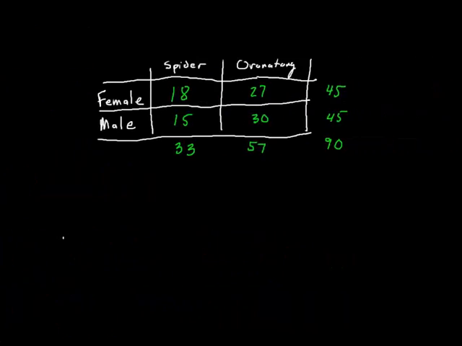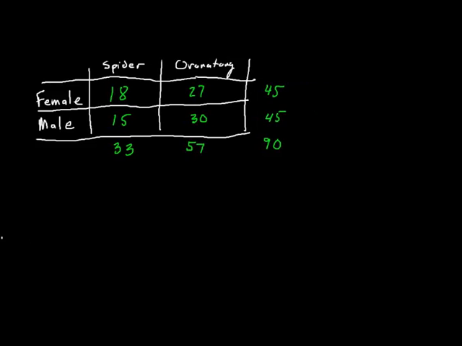Now, here's a little nice self-made problem I did here that I kind of like. Let's say that we have at a zoo, we have 90 monkeys. We have some spider monkeys and some orangutans. I don't think I spelled orangutan, by the way, correctly. Anyway, and we also have some females and some males. So I made a little chart here to demonstrate the different types of monkeys we have.